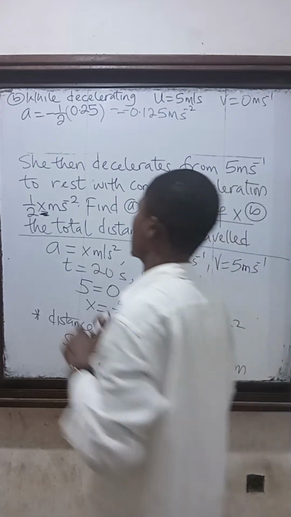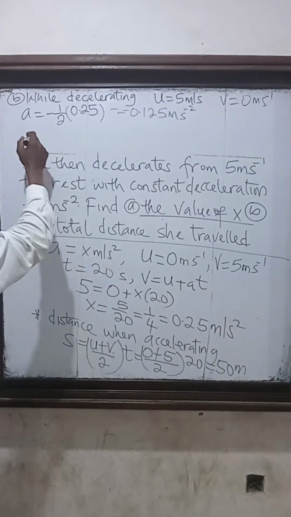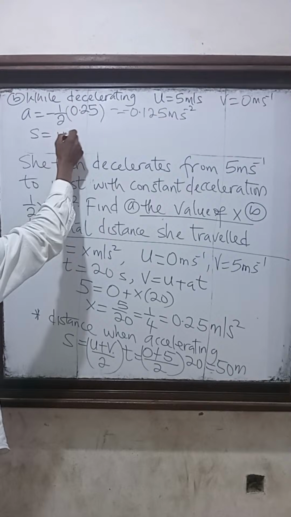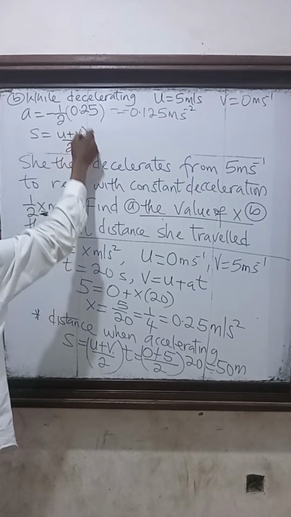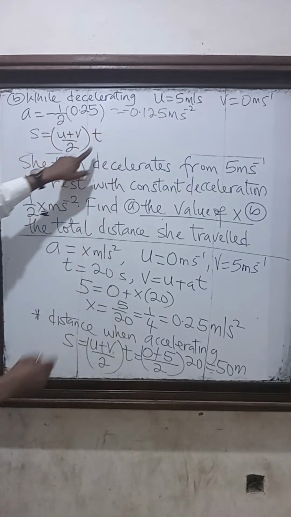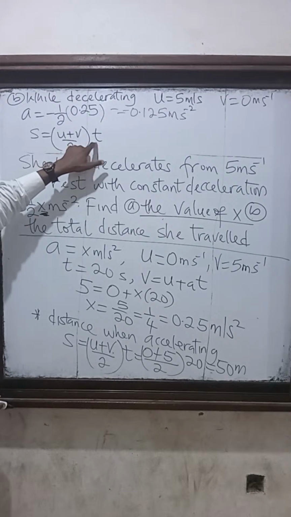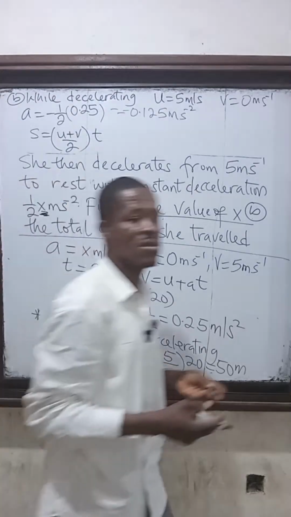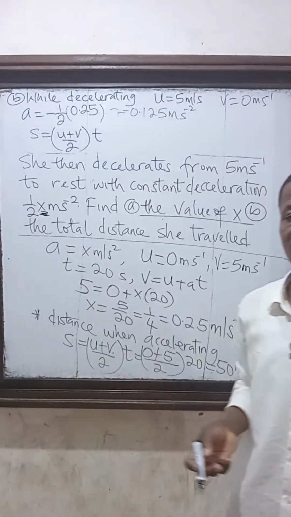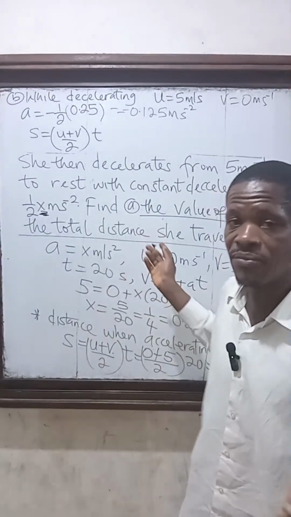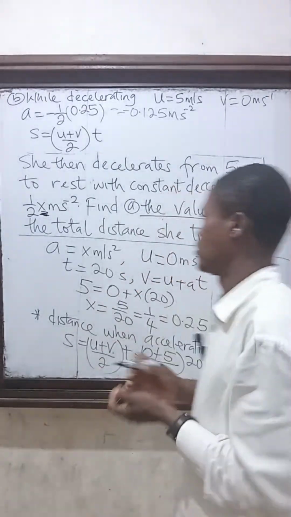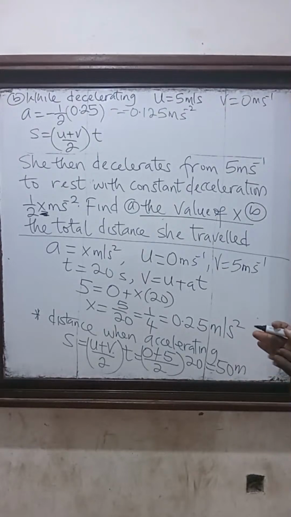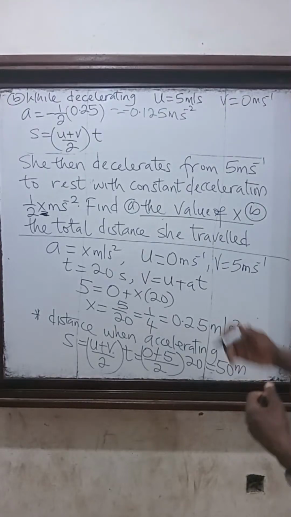If you want to get the distance, can we go on with the distance? Distance we can use u plus v over 2 times t. But that t, we don't know that t. So we need to find that t first before we can get the distance. We need to get the time when it's decelerating. Okay, so let's see the appropriate equations to use when it is decelerating.